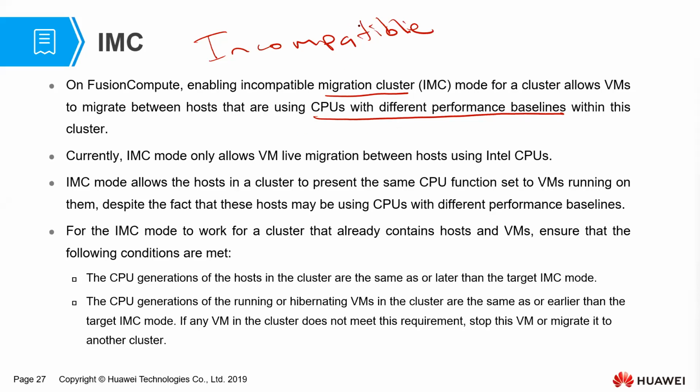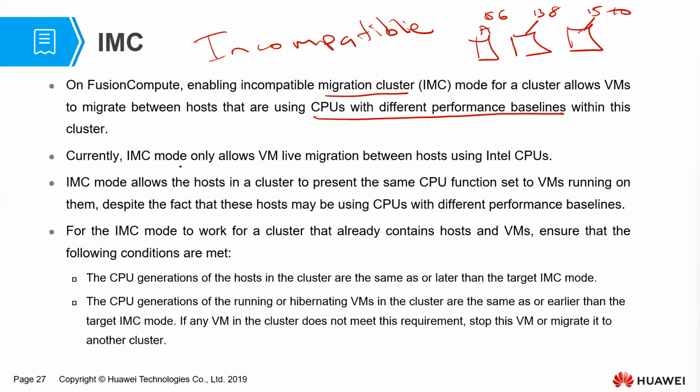As you notice, you can have different servers, server A, server B, and server C. But server A here is maybe, let's say, i5 generation 6. This one is i3 generation 8. This one is i5 generation, let's say 10. These are different performance baselines for these CPUs. So if you enable IMC, it's going to allow virtual machines to migrate between hosts that are using CPUs with different performance baselines within the cluster.